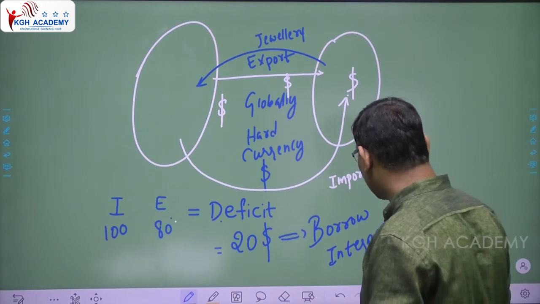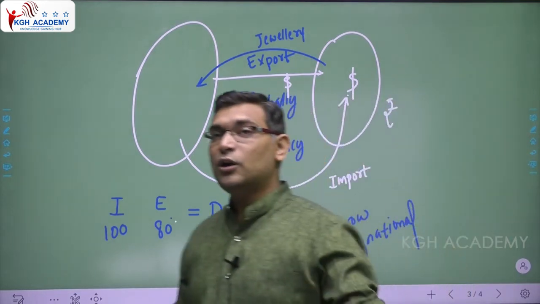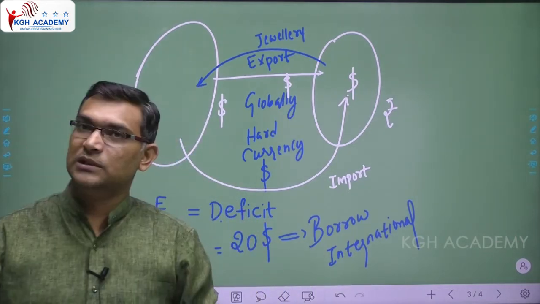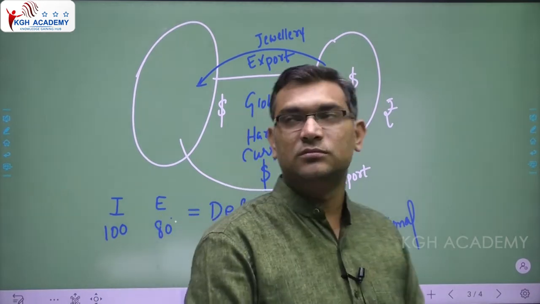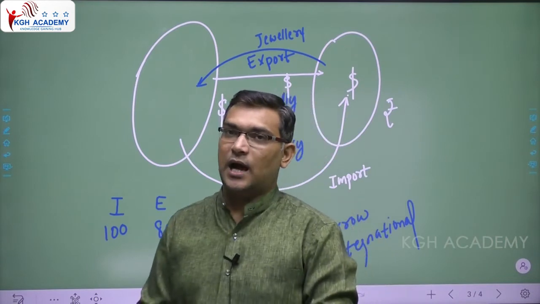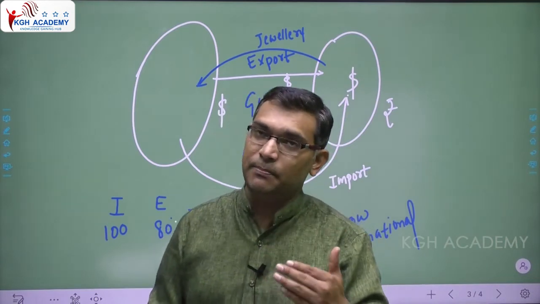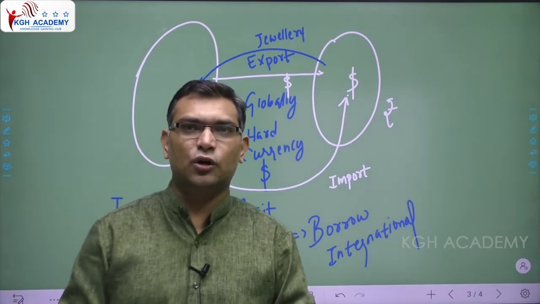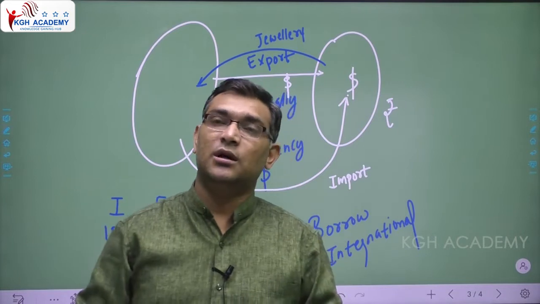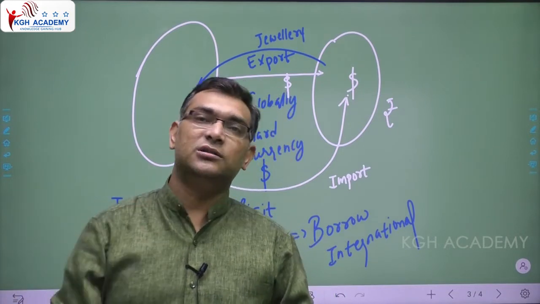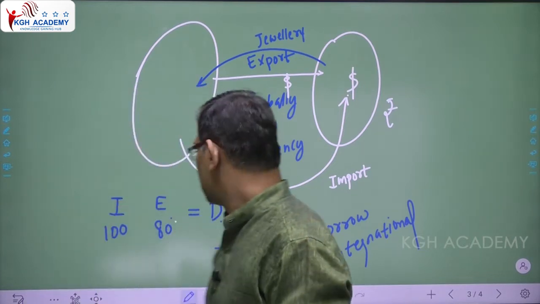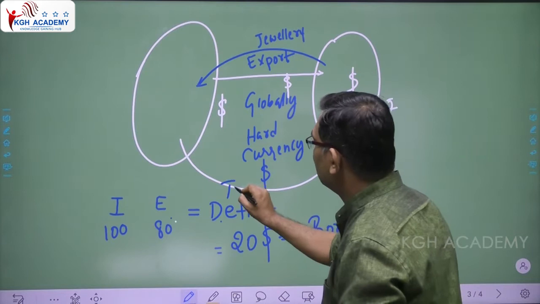But I need to pay again. If I borrow it, I need to pay the principal plus the interest. Yes or no? That means I have to earn more, and for earning more I need to export more. That is called trade deficit.